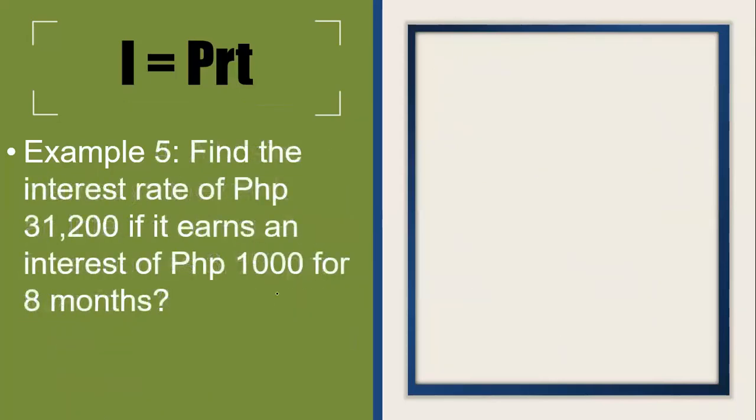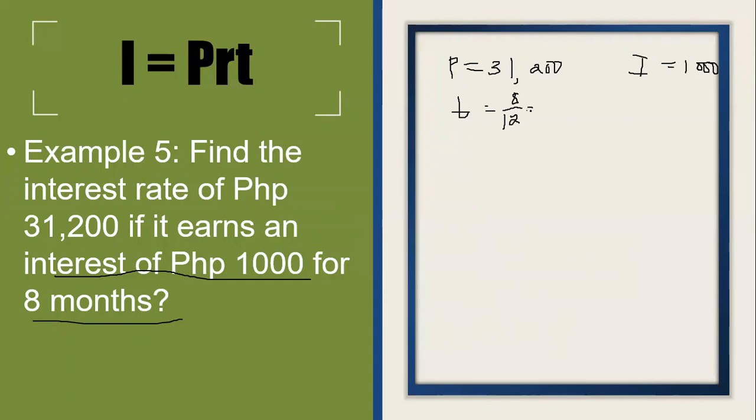Next, example number 5. Find the interest rate of PHP 31,200. So we have our principal money, which is 31,200. With an interest of, so may I po ang given, which is 1,000. For 8 months, so meron tayong time na 8 months, 8 divided by 12. 8 divided by 12, so we have 0.666 or close na po natin 0.67. And then R, find the interest rate. So R po ang nawawala.